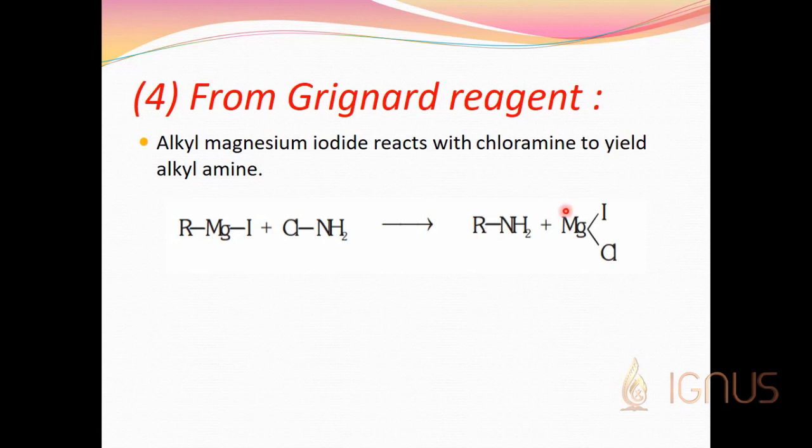along with MgICl, because here R will come out of this RMgI. Now it is left with Mg plus I. But when it attacks this nitrogen, it will give out Cl minus. This Cl minus will combine with Mg plus I to give MgICl. Hence, you will be getting primary amine as the product. Just note down this reaction.